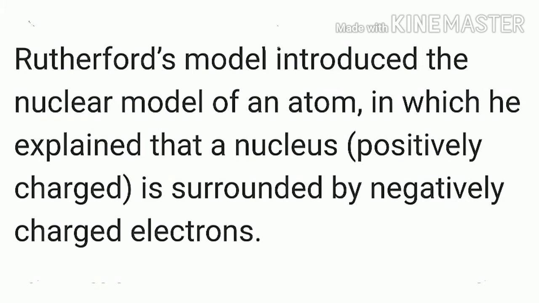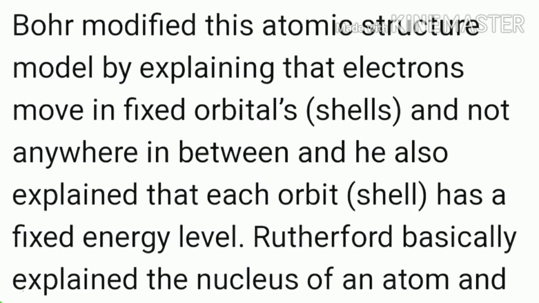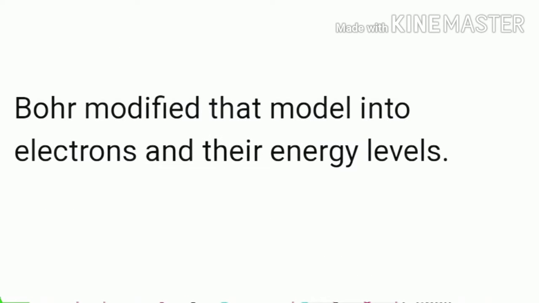Rutherford's model introduced the nuclear model of an atom, in which he explained that a nucleus is surrounded by negatively charged electrons. Bohr modified this atomic structure model by explaining that electrons move in a fixed orbital and not anywhere in between, and he also explained that each orbit has a fixed energy level. Rutherford basically explained the nucleus of an atom, and Bohr modified that model into electrons and their energy levels.